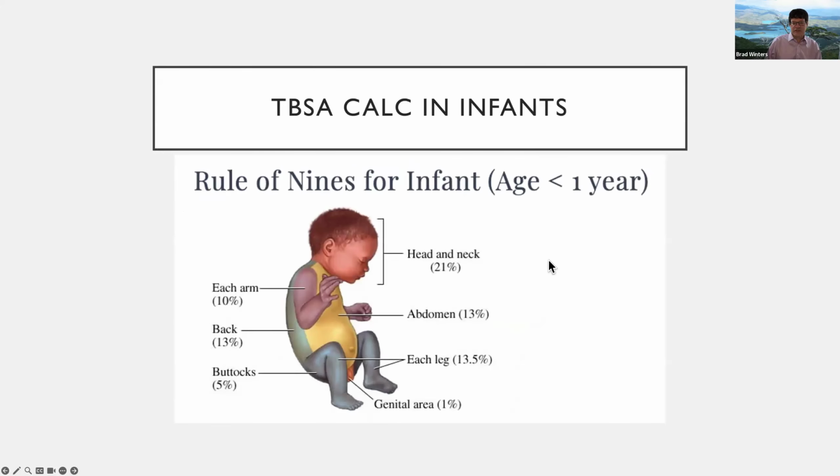And of course, in infants, it's completely different. The rule of nines, if you want to talk about actual numbers of nine, they kind of go out the window. Children, because they have a very much larger proportion of their head size to the rest of their body, their head accounts for roughly 1/5 of the burn body surface area, and the other areas are much less.